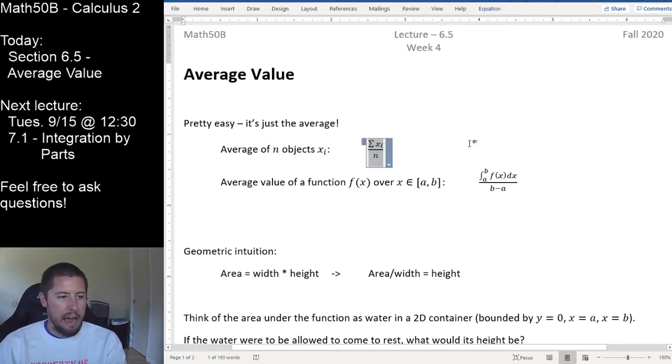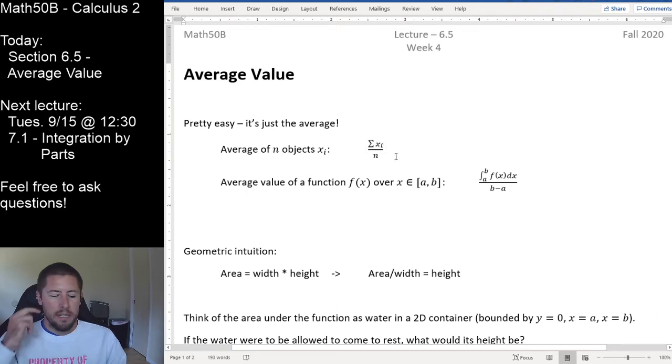When we compute the average of a collection of numbers, if we have n objects, and we name each of the n objects x sub i, so x sub 1 is the first, all the way up to x sub n is the nth, then all we do to compute an average is add up all the objects, the sum of them, and divide by how many objects we had.